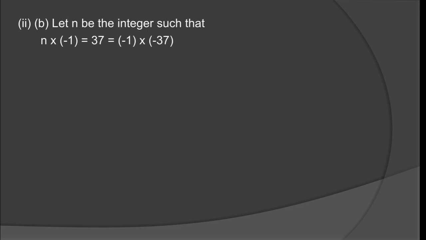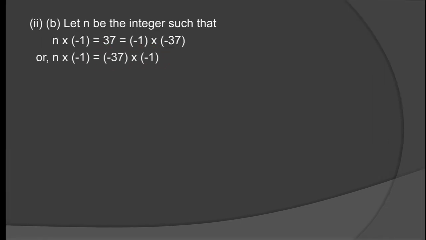Suppose n is the integer such that n into minus 1 gives 37. Again, 37 can be written as minus 1 into minus 37, because when we multiply two integers of the same sign, it gives a value with plus sign. That is, when minus 1 is multiplied by minus 37, it gives 37 with plus sign. So 37 can be written as minus 1 into minus 37.